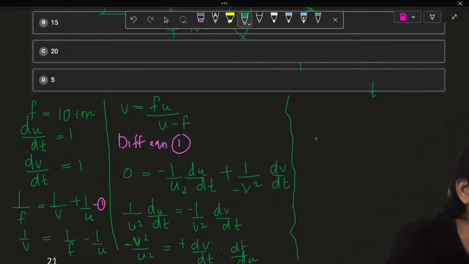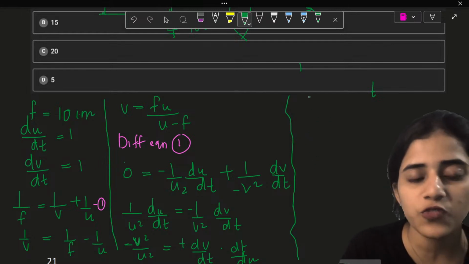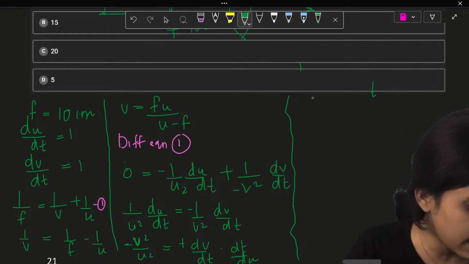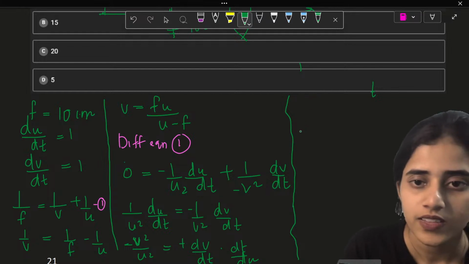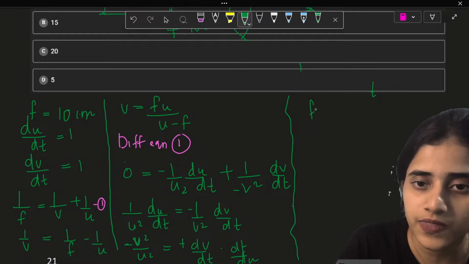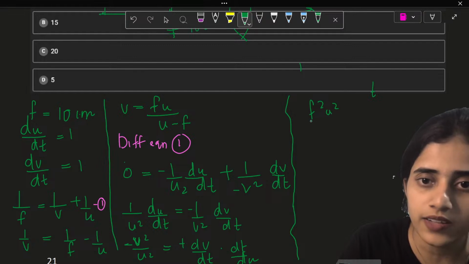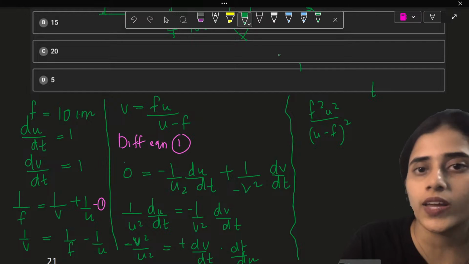Okay? Now, what is v square? V square, you know, v is fu by u minus f. So, v square would be f square u square divided by u minus f square.